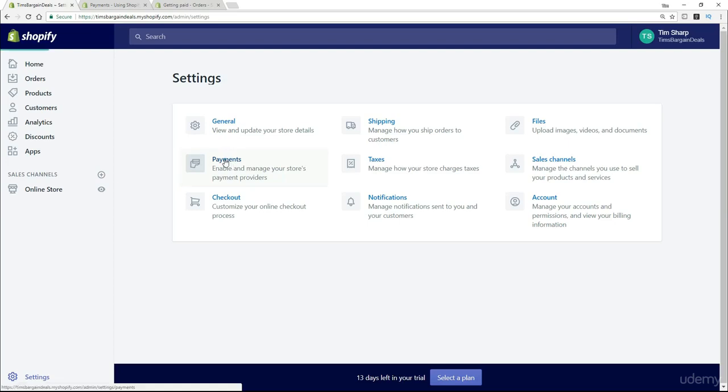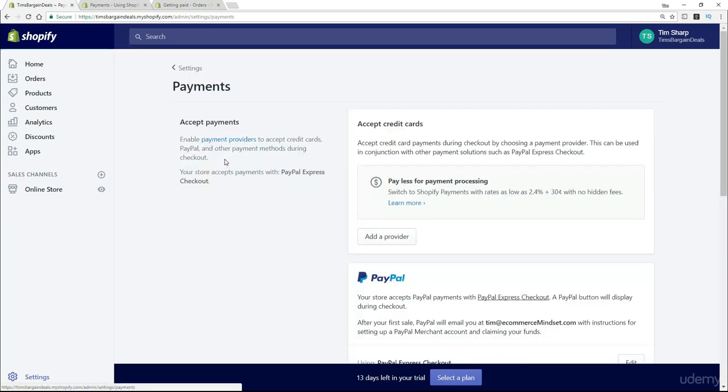Okay, so payments are, again, another pretty hefty subject, but obviously there's not much point in having a store if you can't actually get paid, right? So you need to add in some sort of payment provider, somebody who's going to take care of those credit card payments in particular, which is where most of your payments are going to be processed through. So you can see from the very beginning here, we've got accept credit cards. And then it starts to talk about Shopify Payments.